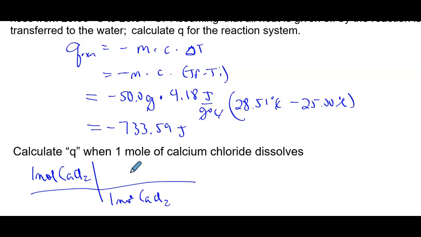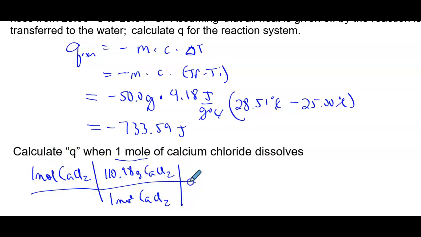So we're going to take our calcium chloride: 40.08 plus 35.45 plus 35.45. So we have 110.98 grams of calcium chloride. Where did I get that? Periodic table, right? Why am I doing this? Well, I want to know what Q is for 1 mole. So I've got to get to joules, right? And I'm starting with 1 mole, so that's my starting point.